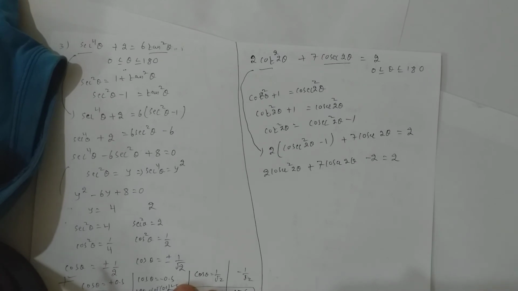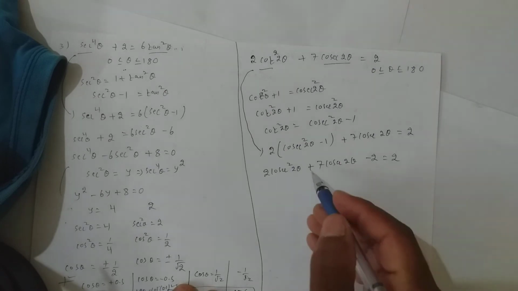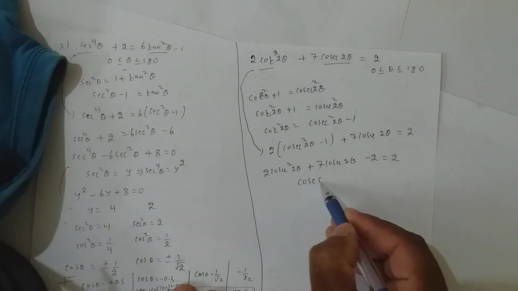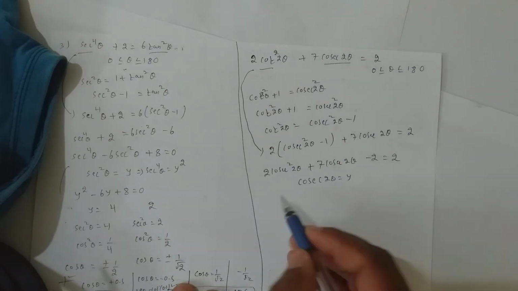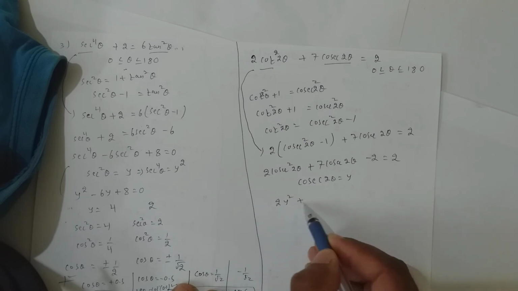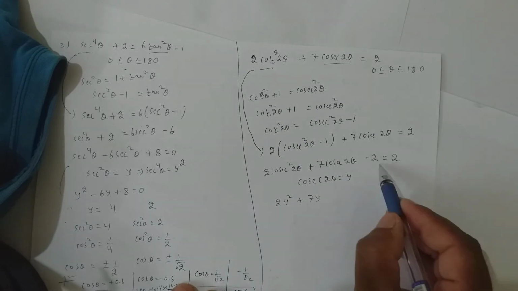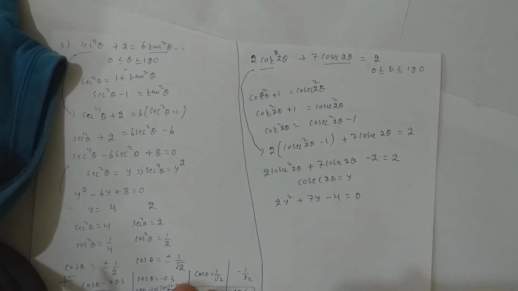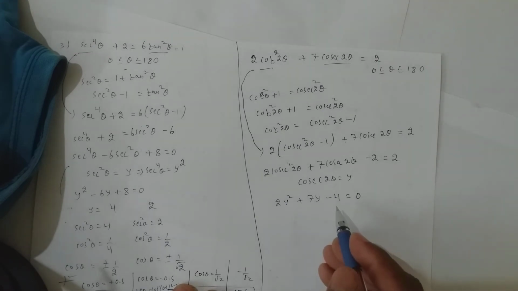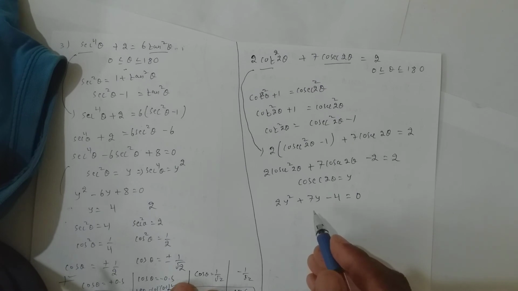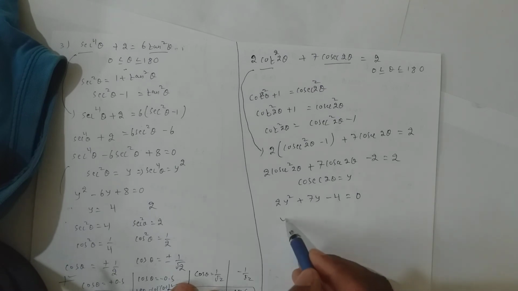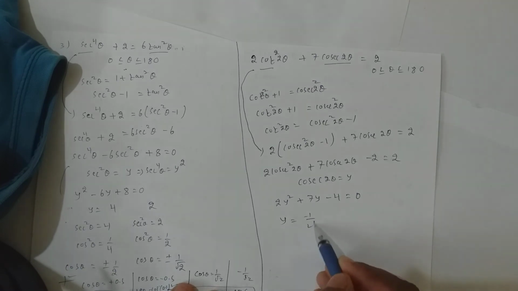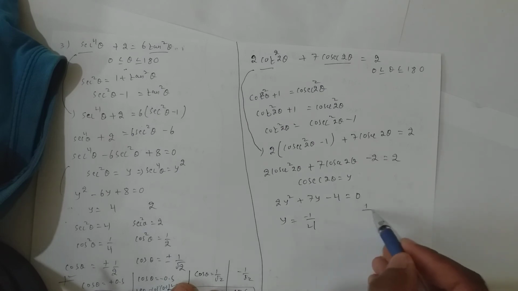Now it's a quadratic equation. So what will I consider it to be? Y, cosecant 2 theta is my y. So it becomes 2y square plus 7y. This 2 will come here, minus 2 becomes minus 4. If I directly put it in the calculator, the values of y that I get are minus 4 and the other value is plus 1 by 2.